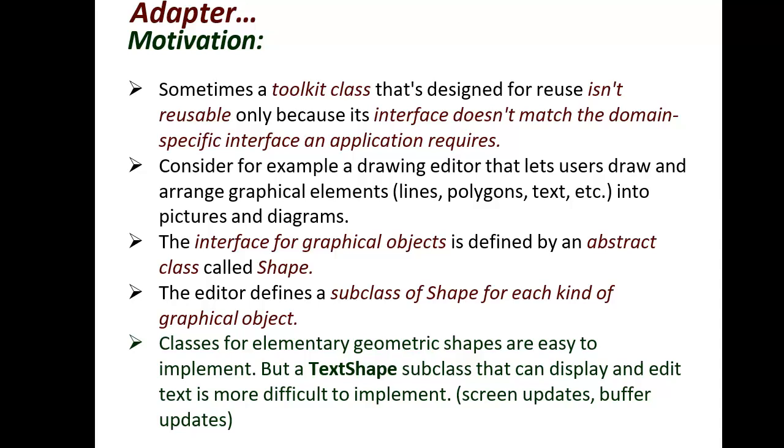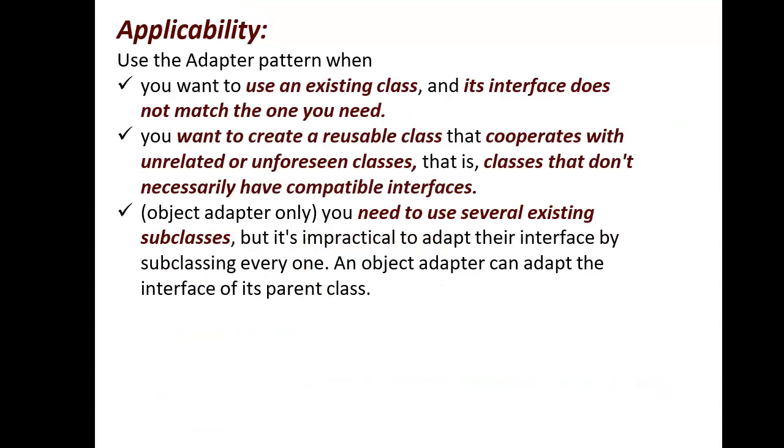The interface for graphical objects is defined by an abstract class called Shape. The editor defines a subclass of Shape for each kind of graphical object. Classes for elementary geometric shapes are easy to implement, but a text shape subclass that can display and edit text is more difficult to implement. An example is screen updates, buffer and buffer updates.